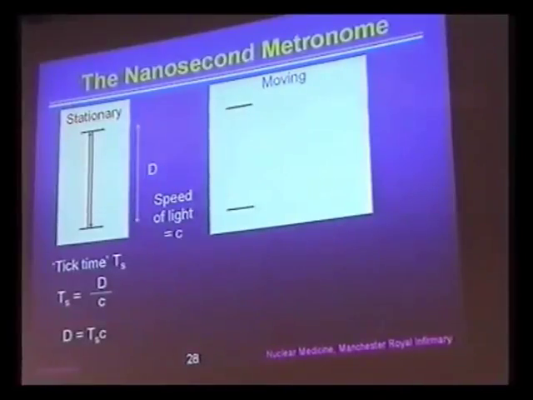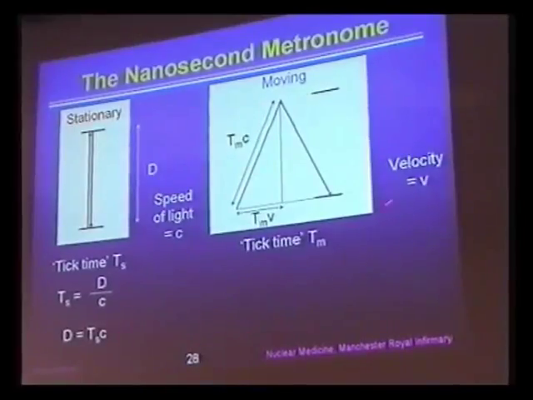Now the moving one went like this, up from the bottom mirror to the top and back down again. If the mirror is moving with velocity v from left to right, and the time of its tick is tm for the moving mirror, then the distance the mirror travels in a time tm is tm times v. Meanwhile, the light travels a distance tm times c, at the speed of light. So we can apply Pythagoras to this right angle triangle here, and we have tm c squared, the hypotenuse squared, is equal to d squared, this vertical distance between the mirrors, plus tm v squared, the other side squared.